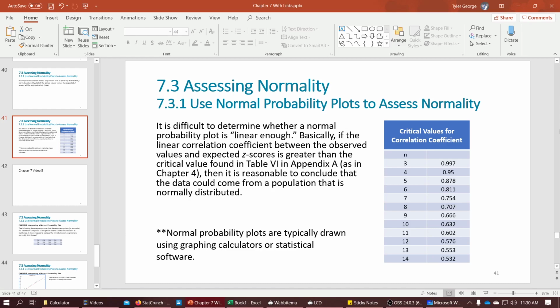So you hopefully have already read this. We will use this table, as it says, critical values for correlation coefficient. So today I'm first going to show you, we're going to look at two examples. We're going to look at how to generate them in StatCrunch.